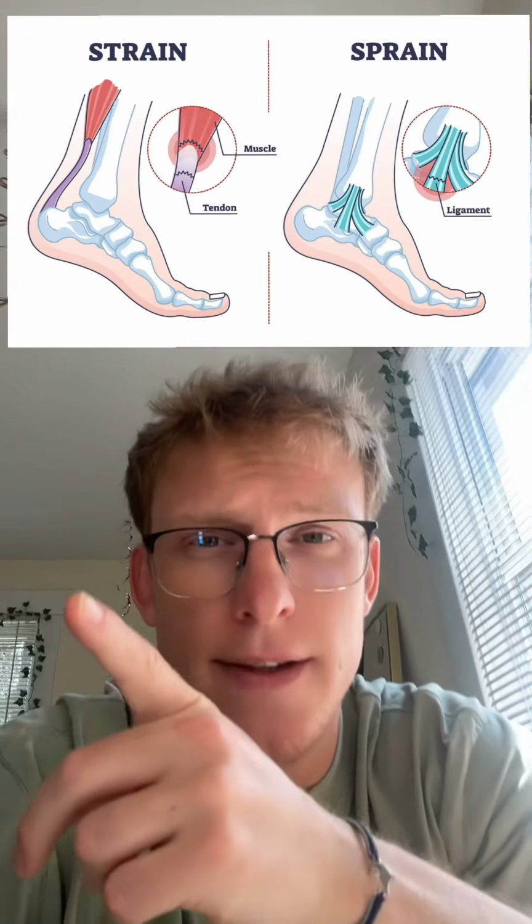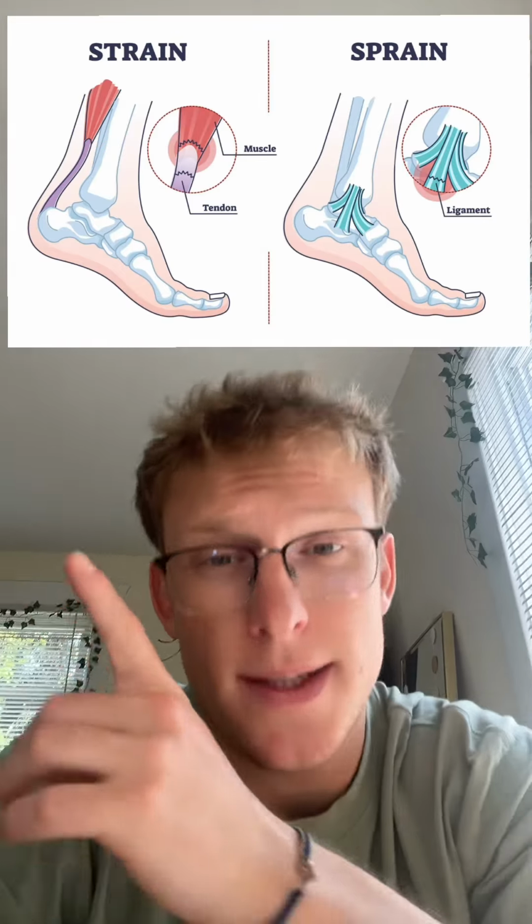Let's use an ankle for an example. So on the left side, we can see a strain. This is going to be an injury or overstretching to a tendon going to the ankle. And on the right side, we have a sprain. So we can see these little ligaments going from bone to bone. A sprain would be an injury to one of those ligaments.